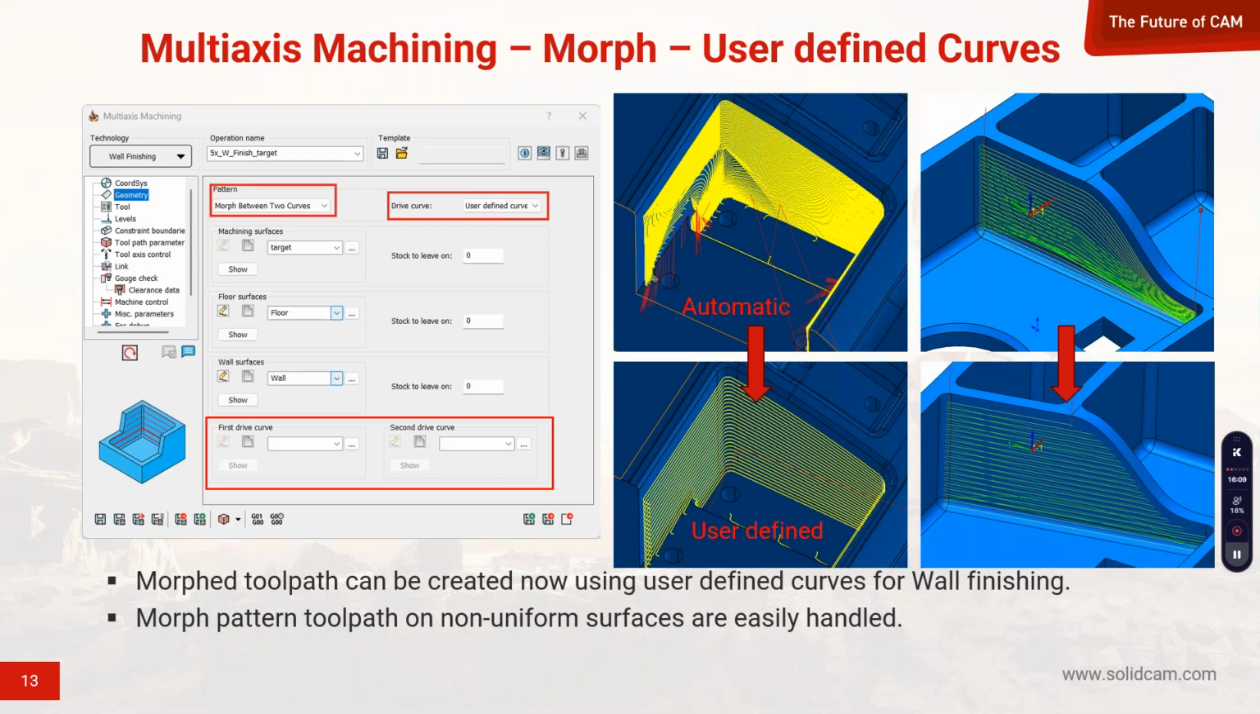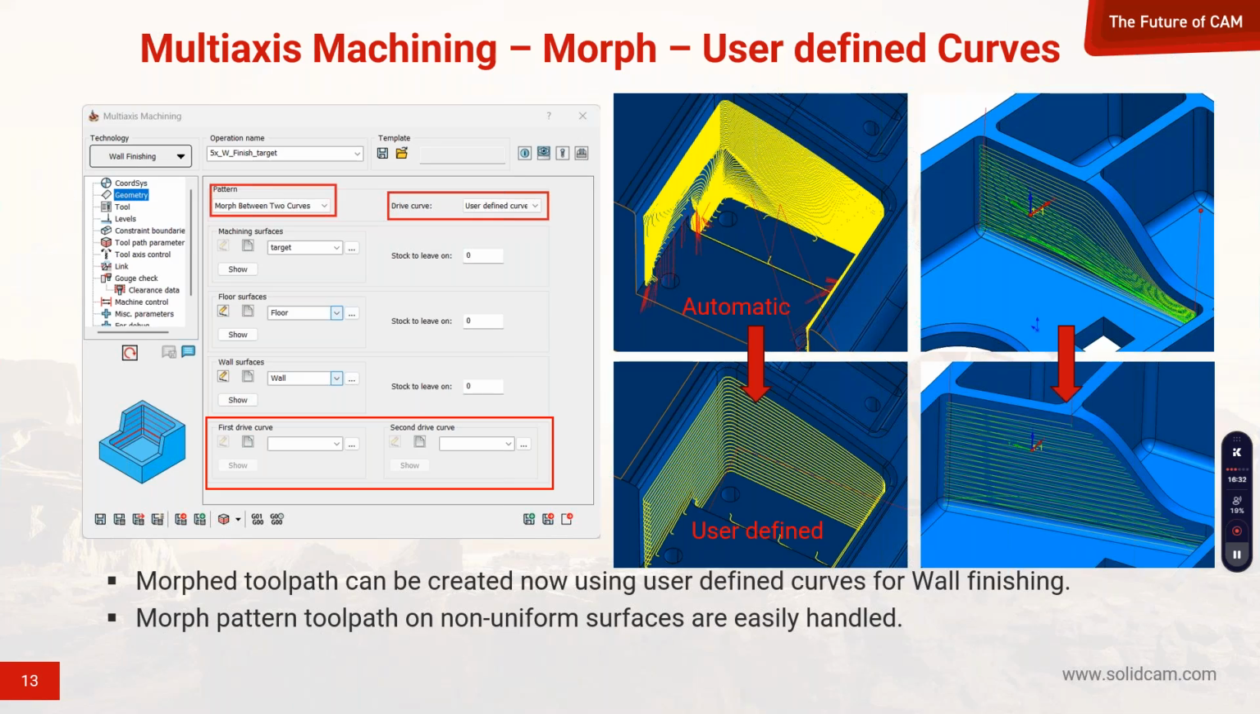See, this user-defined curves pattern is basically added for the wall finishing strategy. It's not for floor finishing. Now you have the possibility to morph the toolpath with user-defined curves when the automatic drive curve doesn't give a good result for the toolpath.